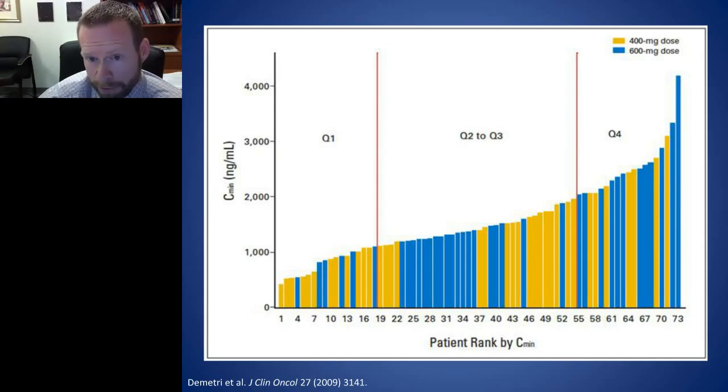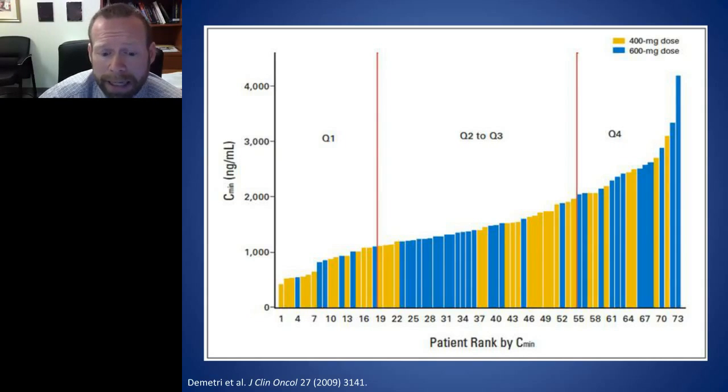And in quartile 4, you see some that are getting the lower dose. And this clearly demonstrates that there's a lot of pharmacokinetic variability associated with this drug, whether that's due to adherence, or whether that's due to pharmacokinetic variability between the individuals. There's still a lot of that variability there.